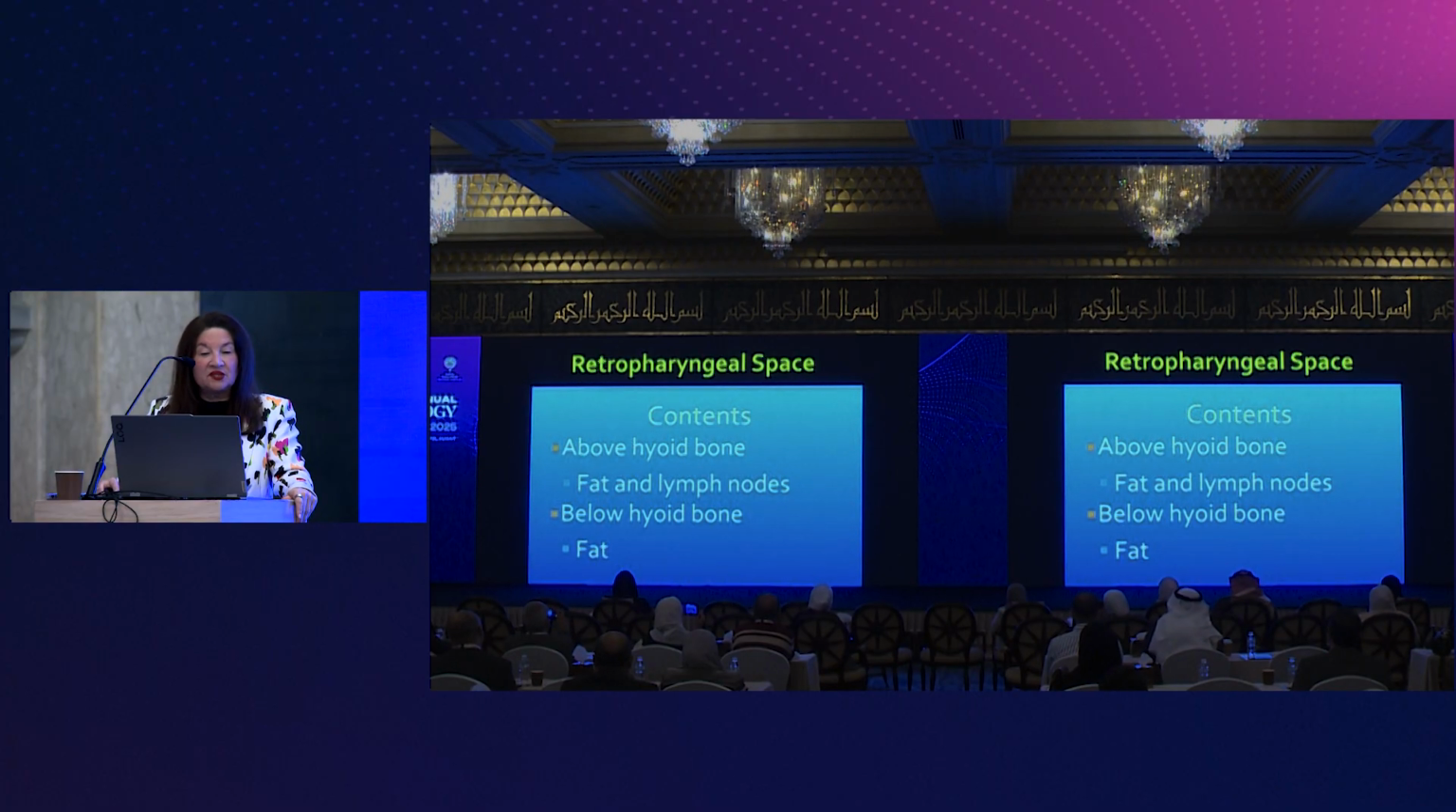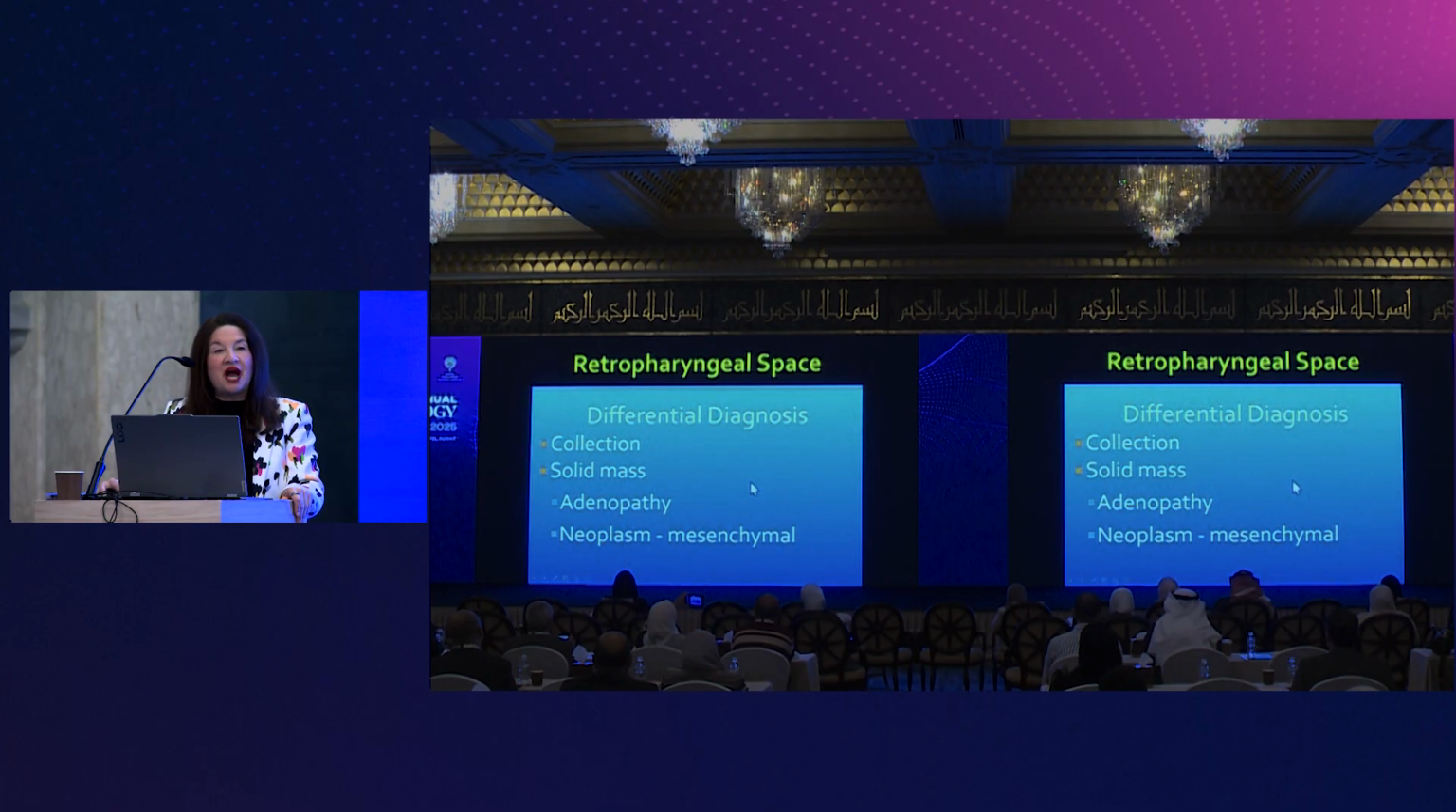So, contents. The retropharyngeal space has a lot of mesenchymal tissue in it, but above the hyoid bone, it's got fat and lymph nodes, and below the hyoid bone, it's predominantly fat. There are some lymph nodes there, but the lymph nodes are much more abundant above the hyoid bone. So the differential diagnosis of pathology in the retropharynx is a collection or a mass, and the solid masses are almost always adenopathy, metastatic disease in the lymph nodes, and when it's not there and it's primary, you think of a spectrum of the uncommon mesenchymal tumors.